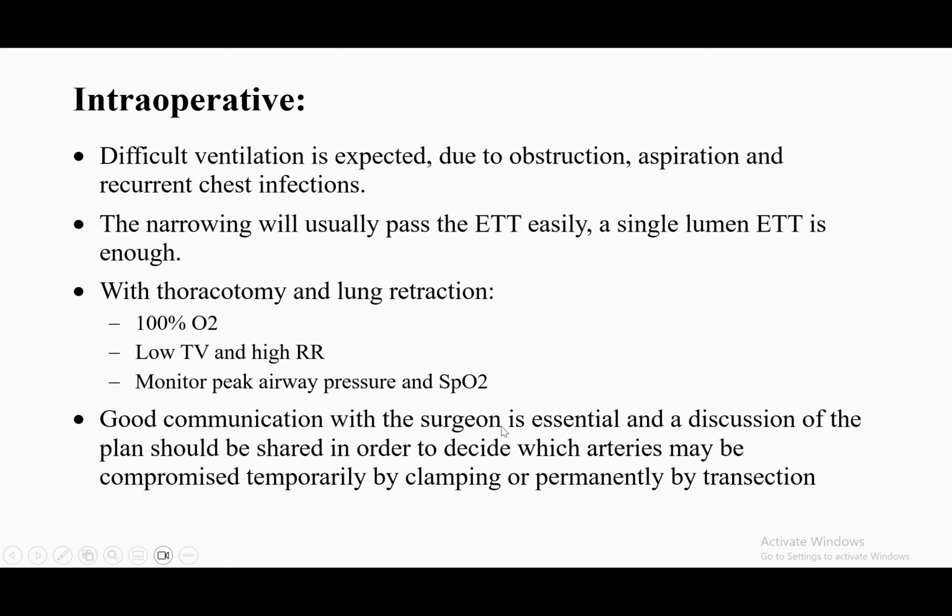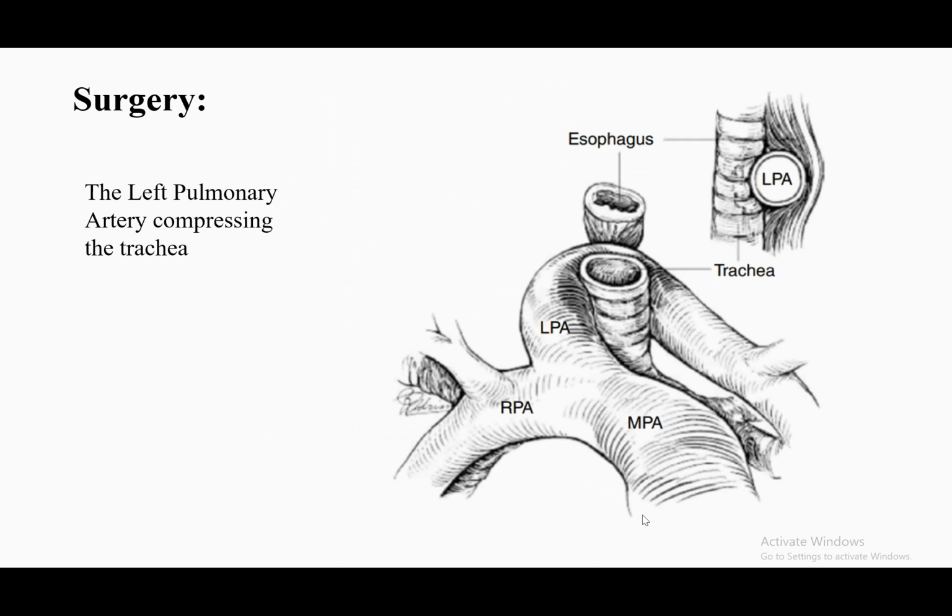Good communication with the surgeon is essential, and the discussion of the plan should be shared in order to decide which arteries may be compromised temporarily by clamping or permanently by transection. So we should put a plan with the surgeon for where he would put the clamps, where he would transect the anomalous artery, and where he would reinsert it.